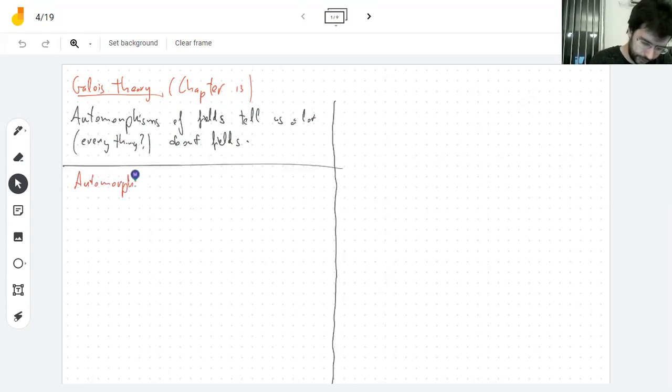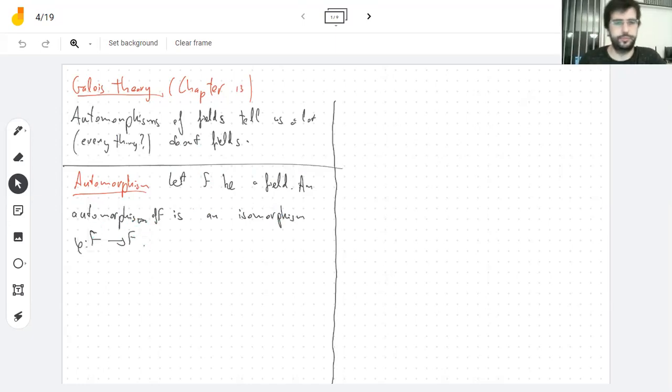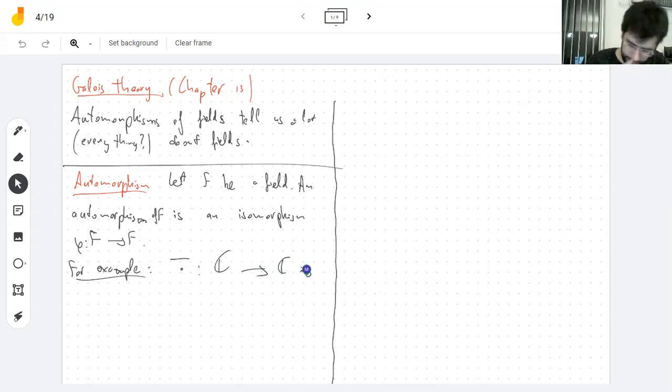An automorphism is just an isomorphism of a thing into itself. Let F be a field. An automorphism of F, by definition, is an isomorphism from F to itself. So a field isomorphism or a ring isomorphism. For example, conjugation, when you take a complex number and you conjugate, you get an automorphism.